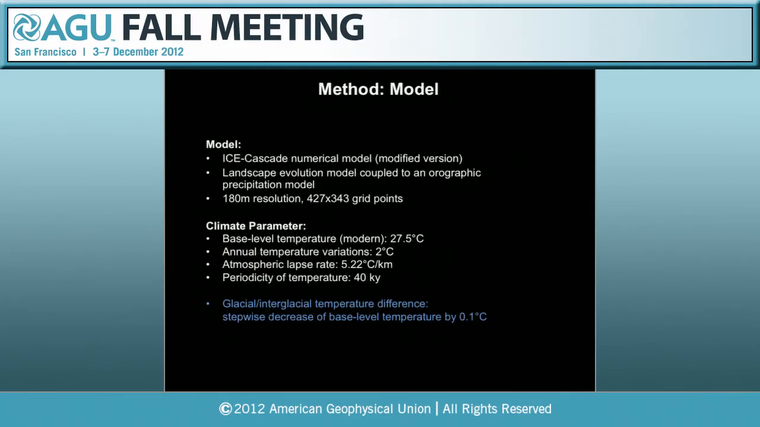I present results from a landscape evolution model coupled to an orographic precipitation model, with a horizontal resolution of 180 meters and 427 by 343 grid points. Our initial climate conditions are listed here. We start with a base level temperature of 27.5 degrees, an annual temperature variation of 2 degrees C, and an atmospheric lapse rate of 5.22 degrees C per kilometer. We are driving the glacier advances by a change in temperature with a period of about 40,000 years, so we have some kind of Milankovitch forcing here.